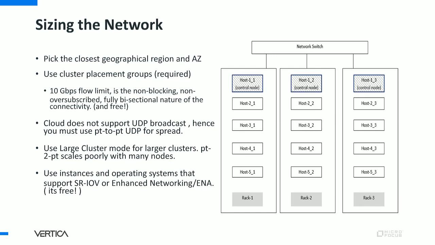As you probably are all aware, the cloud does not support broadcast or UDP broadcast. Hence, you must use point-to-point UDP for spread in the cloud or in AWS. Beyond that, point-to-point UDP does not scale very well beyond 20 nodes. So as your cluster sizes increase, you must switch over to large cluster mode. And finally, use instances with enhanced networking or SR-IOV support. Again, it's free. It comes with the choice of the instance type and the operating system. We highly recommend it. It makes a big difference in terms of how the workload will perform.